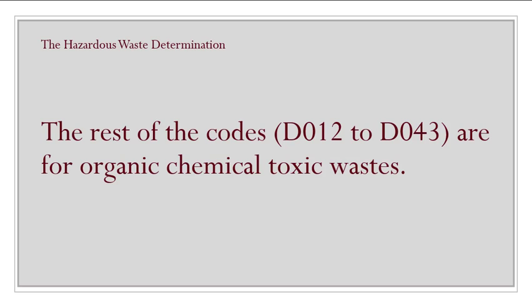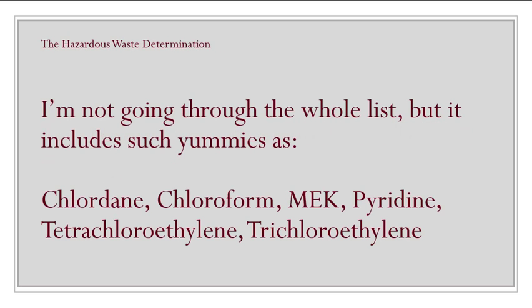The rest of the codes, D012 through D043, okay, so the D codes go D001 through D043, are for organic chemical toxic wastes. And there's a whole bunch of them. Okay, I'm not going to go through the whole list, but it includes such yummies as chlordane, chloroform, MEK, pyridine, tetrachloroethylene, and trichloroethylene, and a whole bunch of other ones.